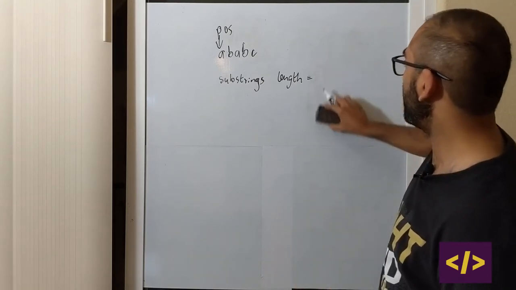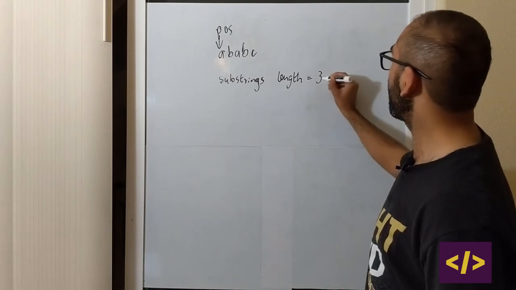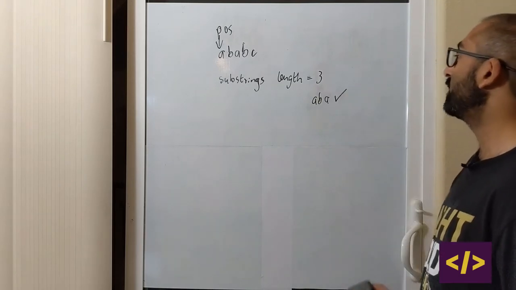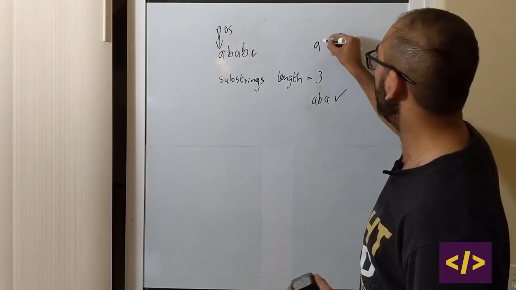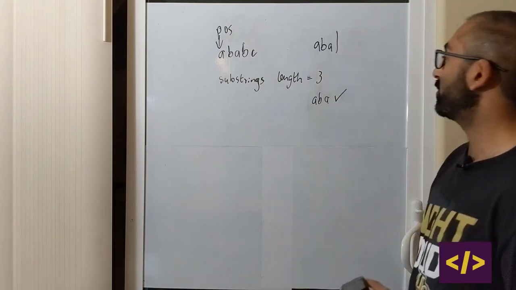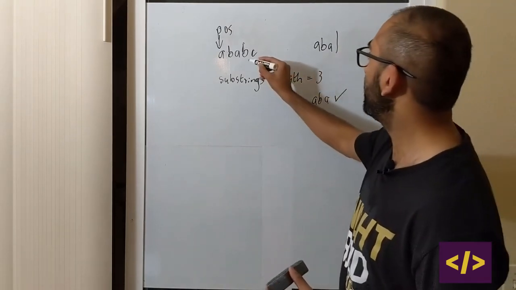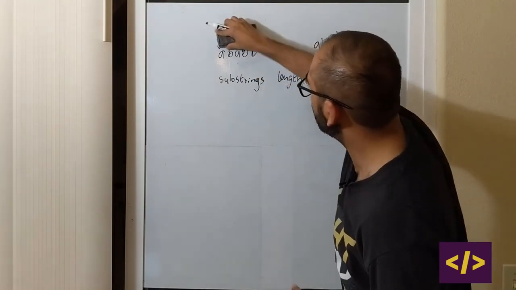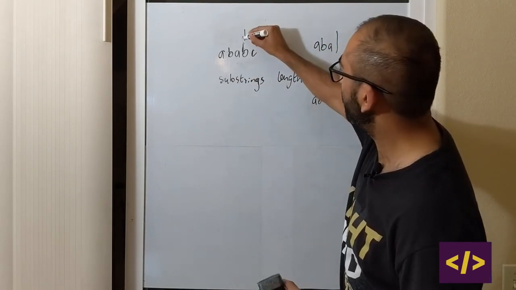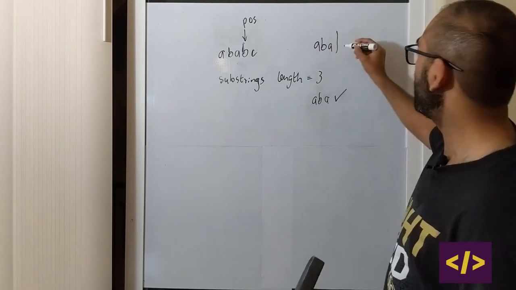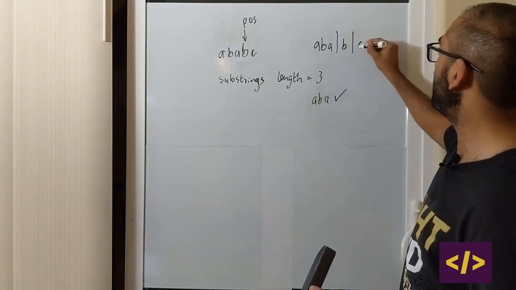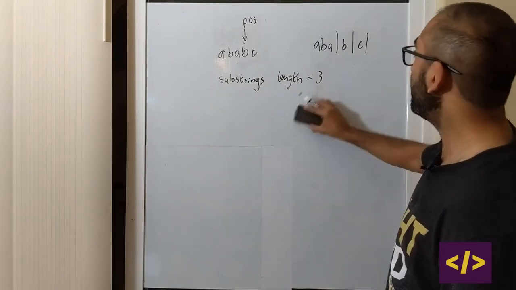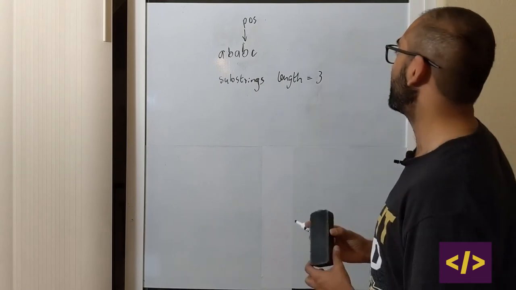So we go and check three. Now, is ABA a palindrome? Yes, it's a palindrome. So what do we get? You get A, B, A, and then you put something like that. Okay? And then what happens? You go here, right? Your position would move here. And then you do the one and two, and then you get B, and then you get C. And then at that point, you put that back into your array. And then let's go back. Okay, we're not done yet.